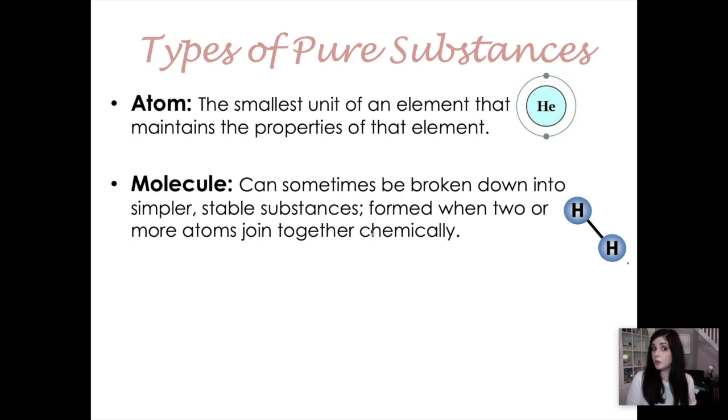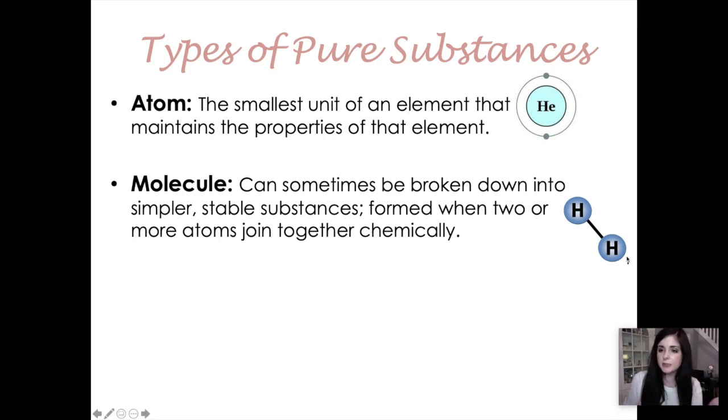And then there's molecules. Now, molecules can sometimes be broken down into a much more simple and stable substance. Molecules are formed when you have two or more atoms that are joined together chemically. Molecules have to be two atoms bonded. That's it. Two atoms that are joined together by a bond. And these can sometimes be broken down into something more simple and more stable.